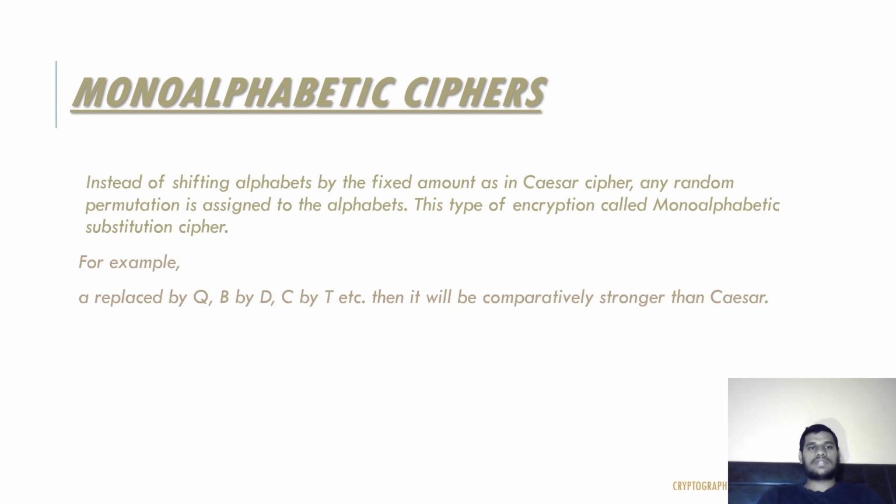Monoalphabetic ciphers. Instead of shifting alphabets by a fixed amount as in the Caesar cipher, any random permutation is assigned to the alphabets. This type of encryption is called a monoalphabetic substitution cipher. For example, A is replaced by Q, B by D, C by T, etc. Then it will be comparatively stronger than Caesar.